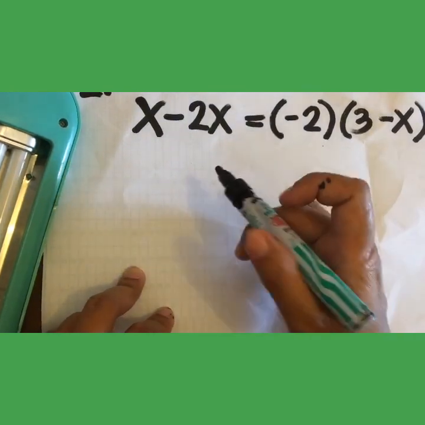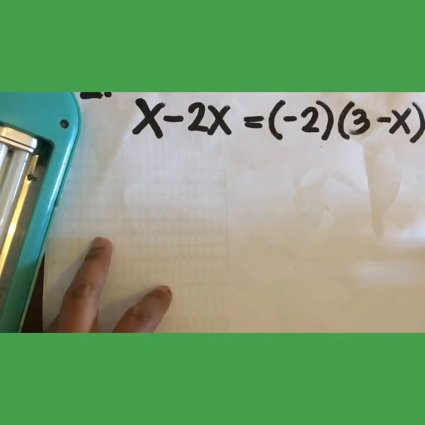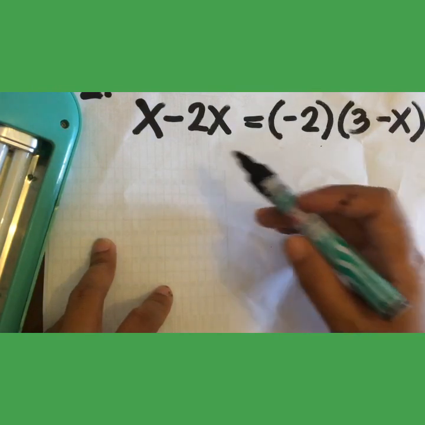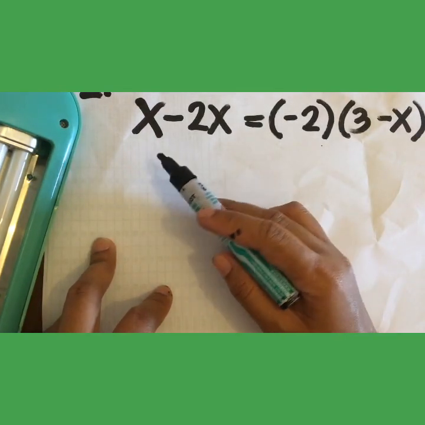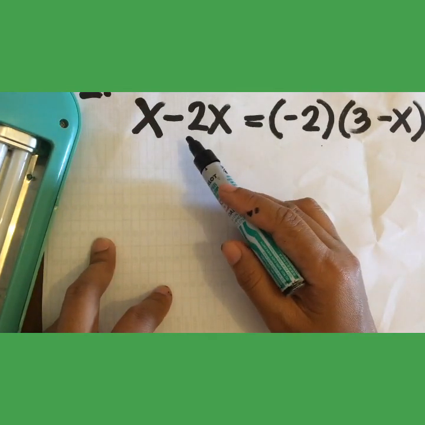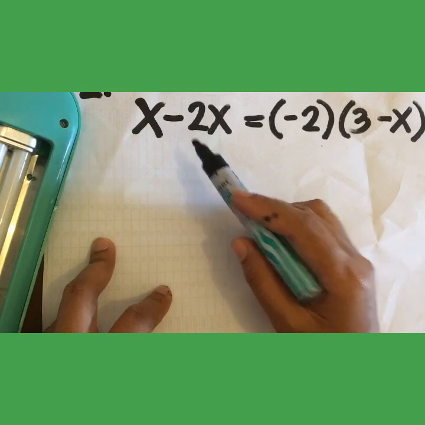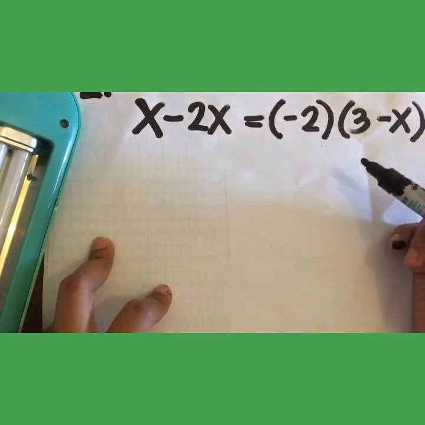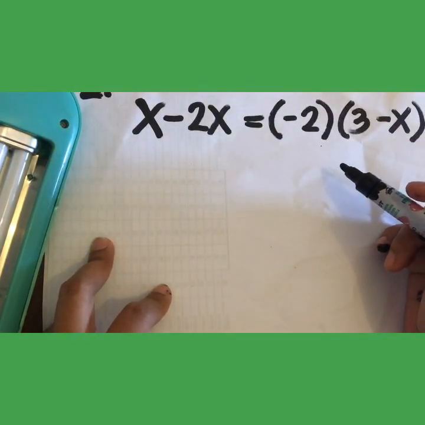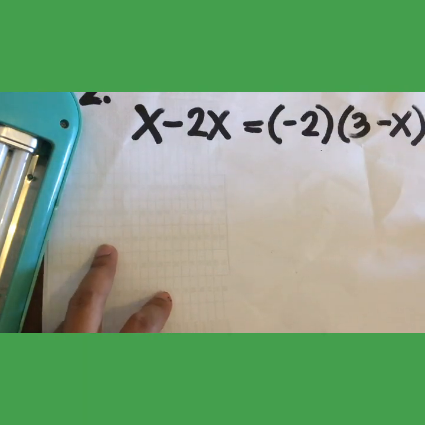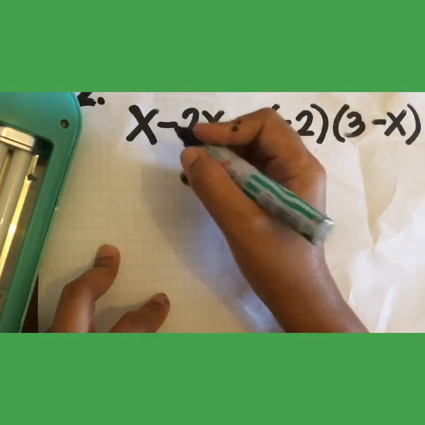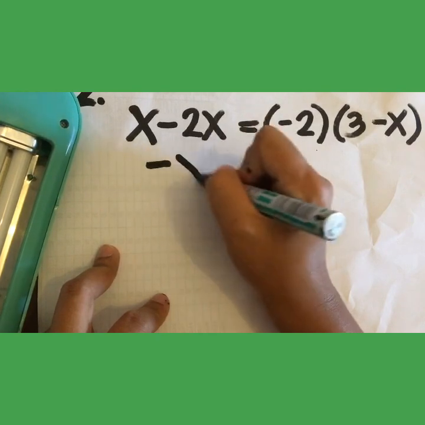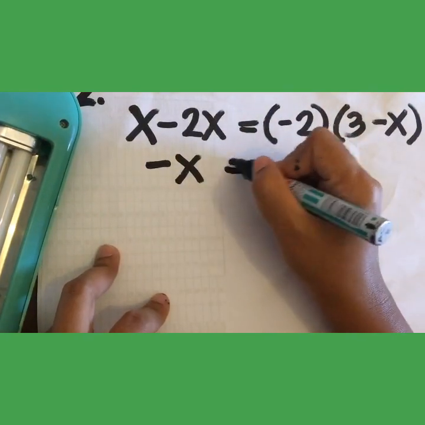Again, we are to determine whether this equation is a quadratic equation or not. So what will we do? Just like what we did earlier, we need to expand or combine like terms. Okay, and rewrite the equation into the standard form of the quadratic equation. So, x minus 2x is negative x equals.